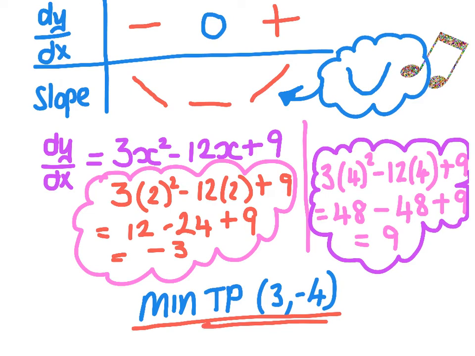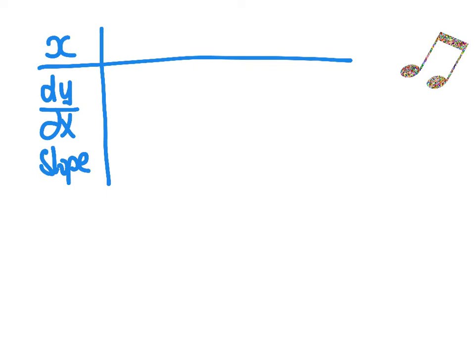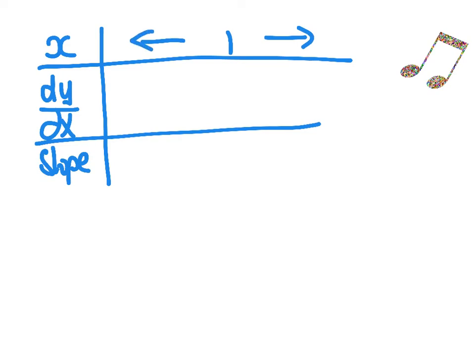Now we're going to go through the same process for the second stationary point that we found, which had an x-coordinate of 1 and a y-coordinate of 0. So we start by creating the table. So x, and then dy by dx, and then the slope. This stationary point occurred when x was 1, so I want a little bit less than 1 and a little bit more than 1.